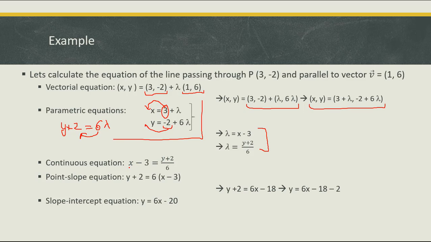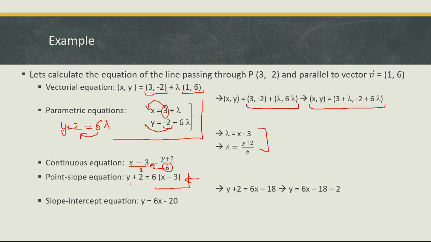When I don't have a denominator in the continuous equation, remember that I have here a 1. So without looking at the upper part of the exercise, I know that the point is what I'm subtracting from x and y, so (3, -2), and the vector is (1, 6). Okay? If I take this 6 and send it to the other side, multiplying, I arrive at the point-slope equation: y plus 2 equals 6 multiplied by x minus 3. And finally, I end here if I want the point-slope equation.